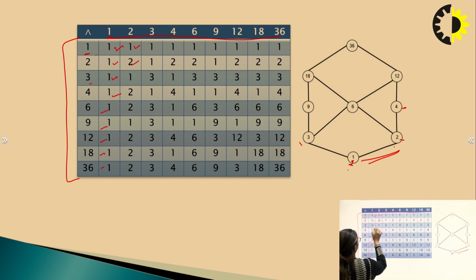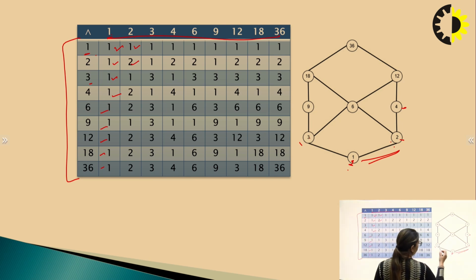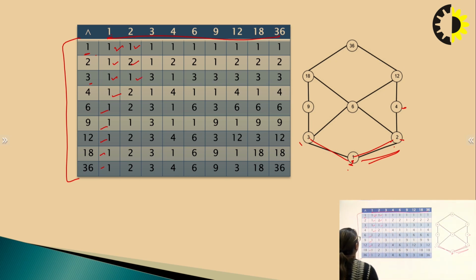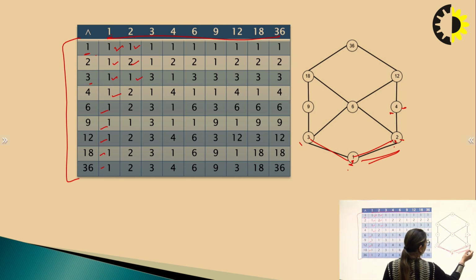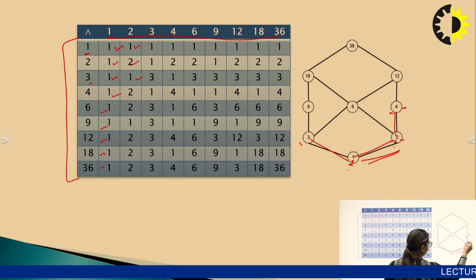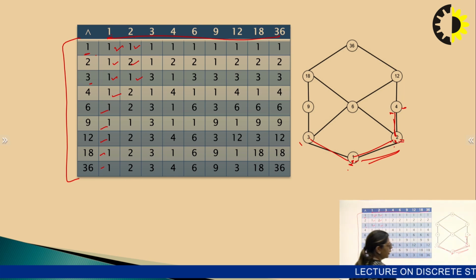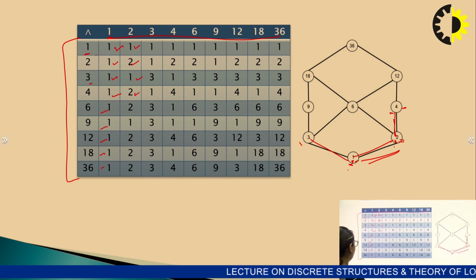And 3 and 2. Now you check 3 and 2. Both are first intersecting at 1, so the answer will be 1. Now 4 and 2. The first intersection will be downwards. Now the contenders are 2 and 1 also, right? But 1 is far away and 2 is nearest, so 2 will come as the least upper bound.